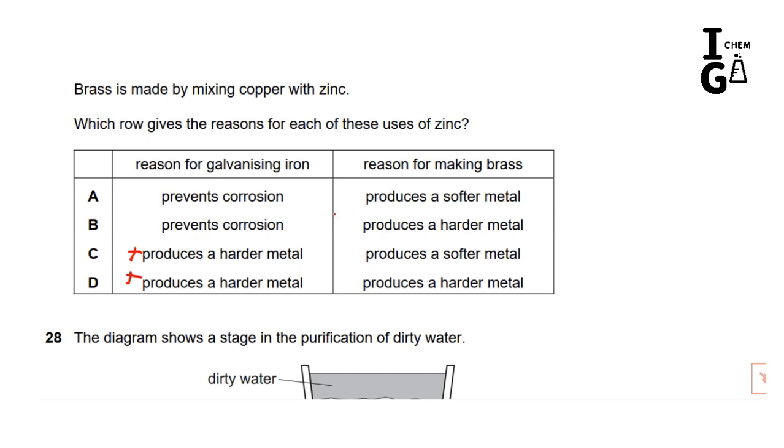So it's either A or B. And the reason for making brass, of course, is to make it harder. So the correct answer for both of them should be B. Here, galvanizing iron to prevent corrosion and making brass to produce a harder metal. Okay?